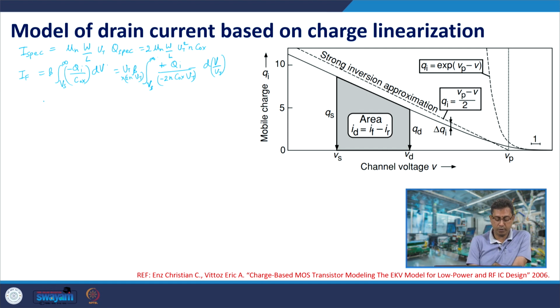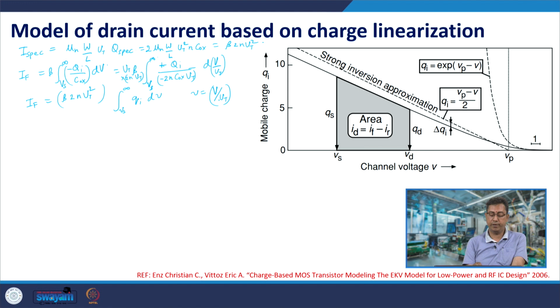So, that brings you to the forward current being beta 2 n u t square integral from normalized V s to infinity of the normalized inversion charge q i integrated over the normalized local channel potential V, where V is V by u t as we had defined earlier. So, what is this? I specific, I spec, times the integral from normalized V s to infinity of the normalized inversion charge over the normalized local channel potential.